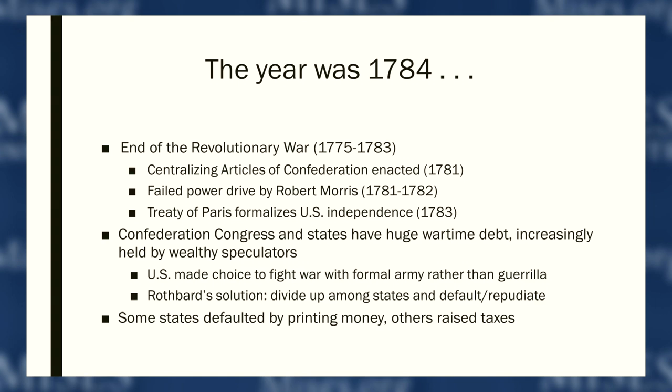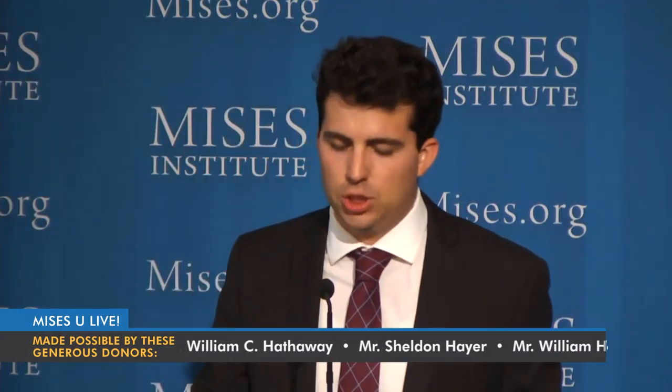So the Confederation Congress, it was called the Continental Congress before the Articles of Confederation. Now it's called the Confederation Congress. And the states have a huge wartime debt. This is the central problem, basically, of the 1780s. And it's increasingly held by wealthy speculators. So why did they have such a huge debt? Basically, the United States, or the colonies, at least initially, made the choice to fight the war with a formal army rather than sort of guerrilla warfare.